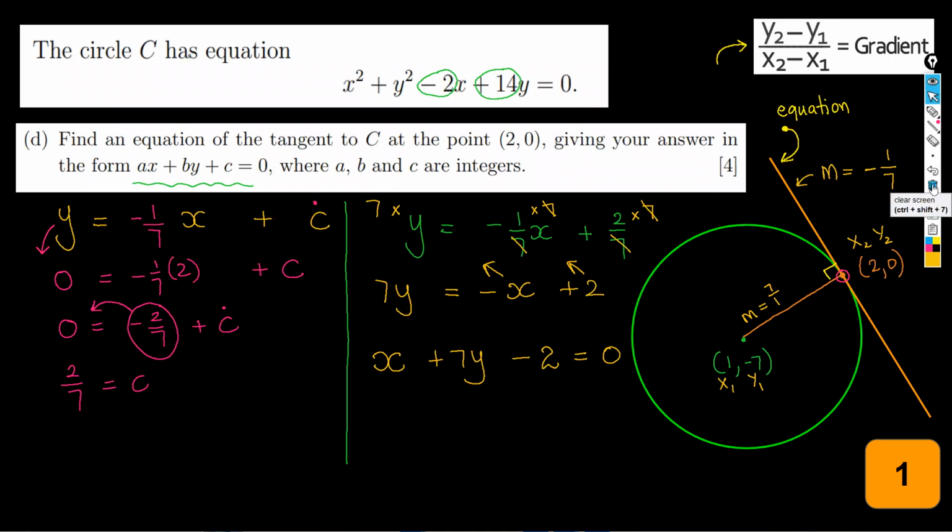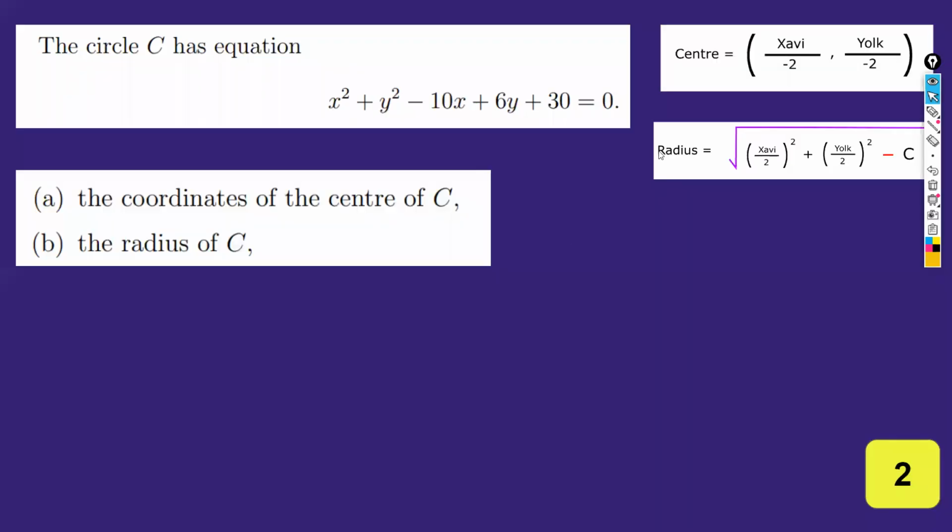Time to move on. All right, so here we have another question. Well, this one has no tricks in it. It's straightforward. They give you the general equation of the circle. They want the center coordinates and the radius. I should have put harder questions.